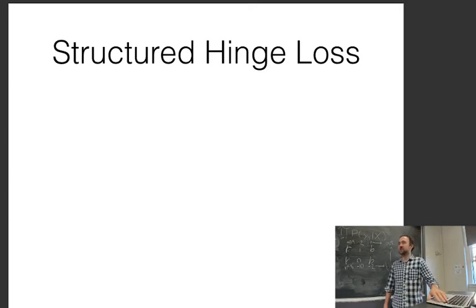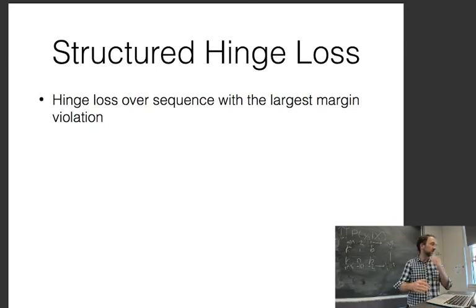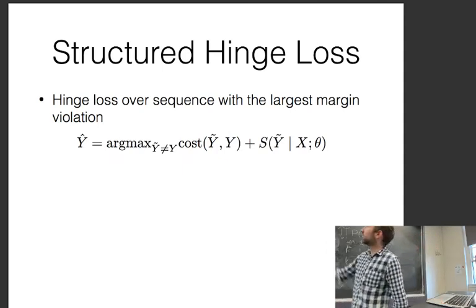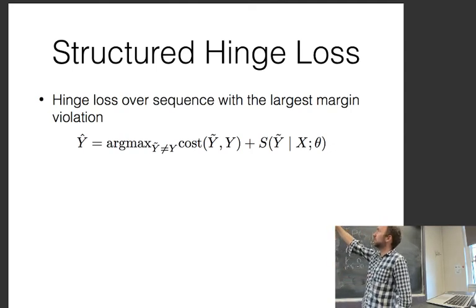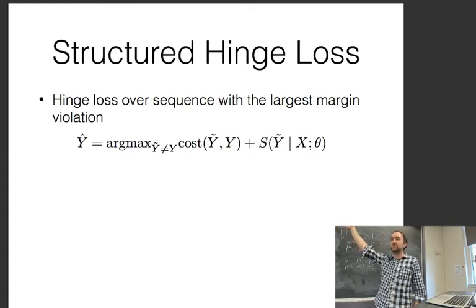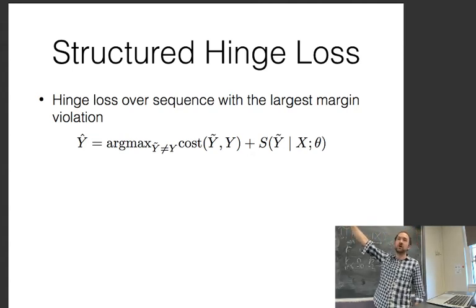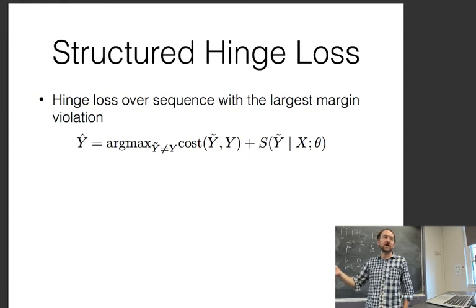So structured Hinge loss, that's exactly what I was about to talk about. So it's basically the Hinge loss over the sequence with the largest margin violation. Normally before, when I was talking about the structured perceptron, basically what we did was we took the argmax and found the sequence with the highest score and used that as our negative sample. But in this case, instead of taking the one with the highest score, we take the one with the highest score plus the cost of the sequence. So what this says is you're making it really easy to pick something that's really bad if it has a high score. So anything that's really bad, we want it to have a really low score, so we don't pick it.